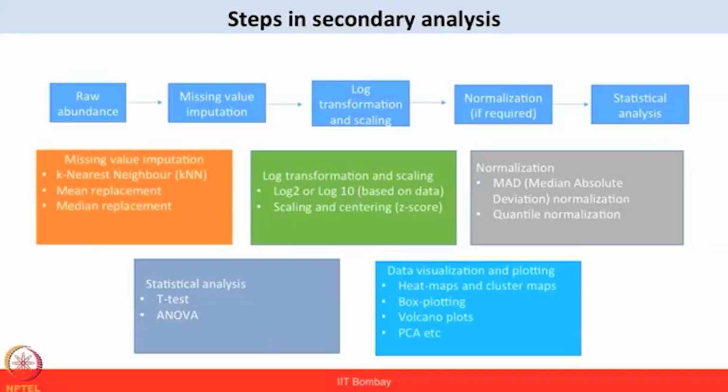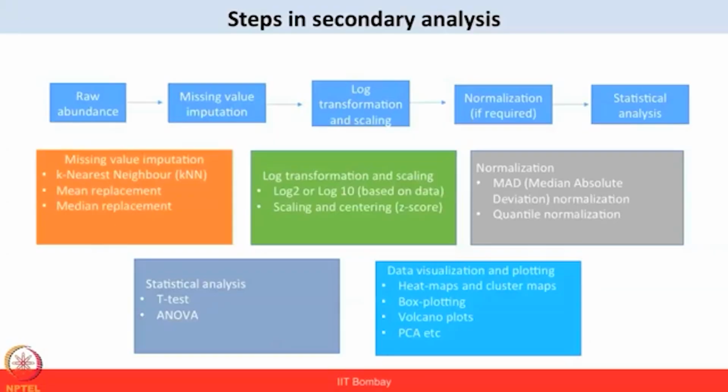So, let me take you through the steps in secondary analysis. What we get after the raw intensity values, we do missing value imputation. Missing value is a common feature in omics datasets. This may occur due to some technical limitations or due to some manual handling. So, we will be talking in detail about missing value imputation in terms of KNN, that is k nearest neighbor, mean replacement, median replacement.